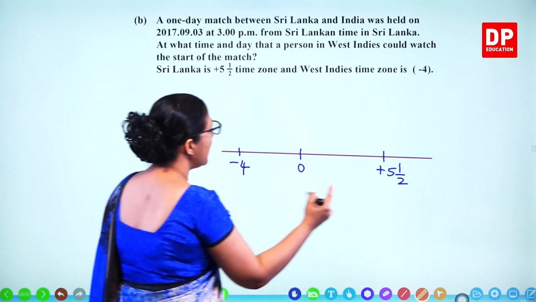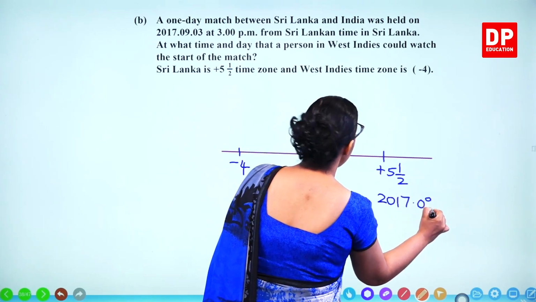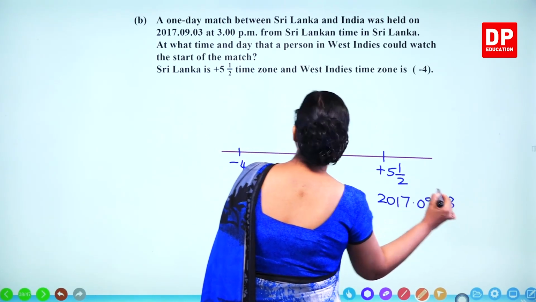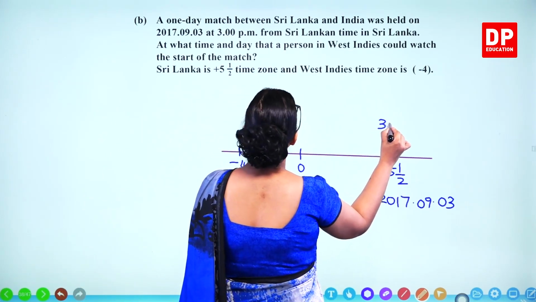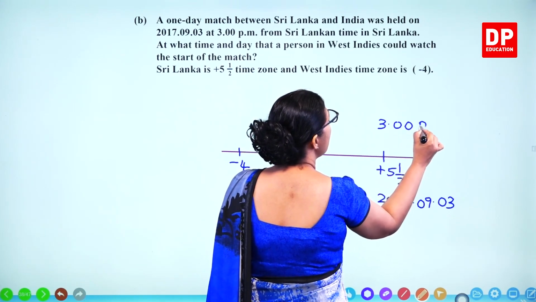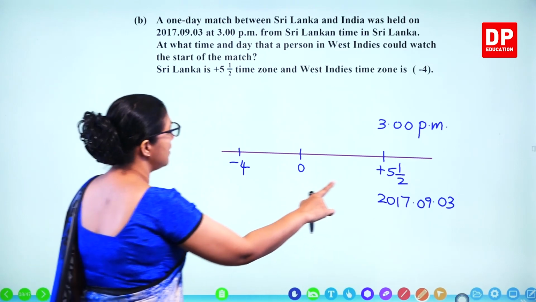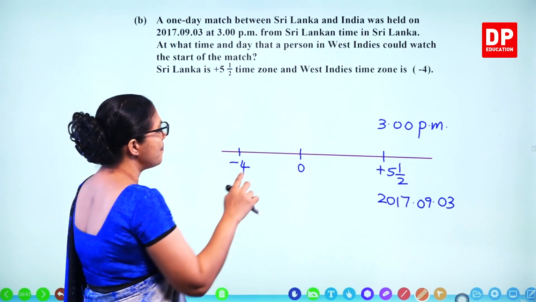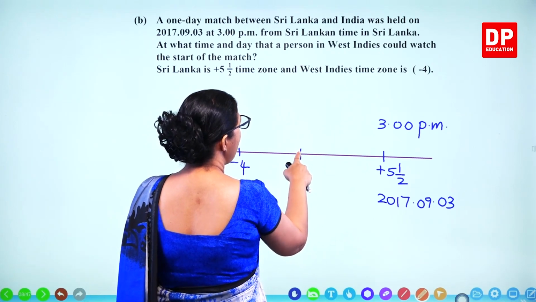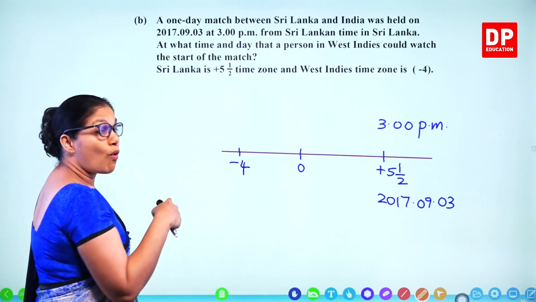So what's the day here? 2017, 9/3. And what's the time? 3 p.m. 3 p.m. is the time. And here, what's the difference? First, we'll find out the time here, Greenwich time, and then again 4 hours before.